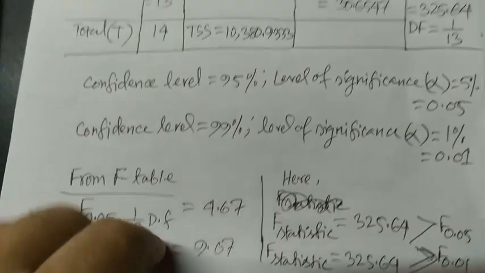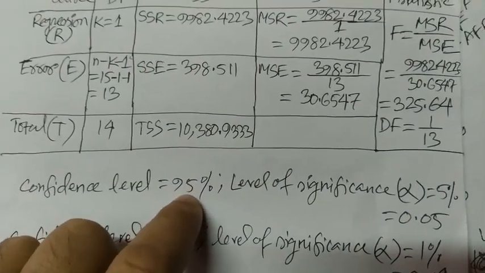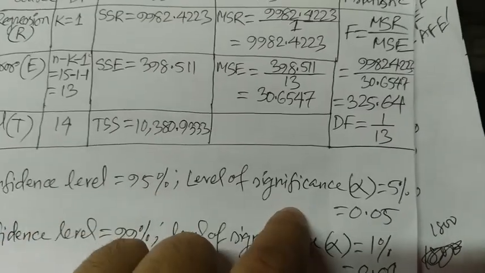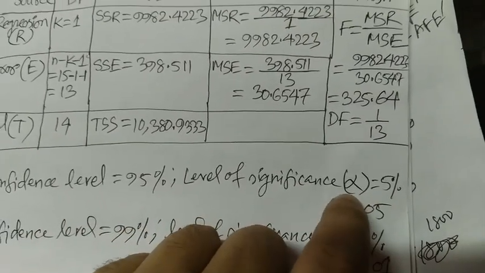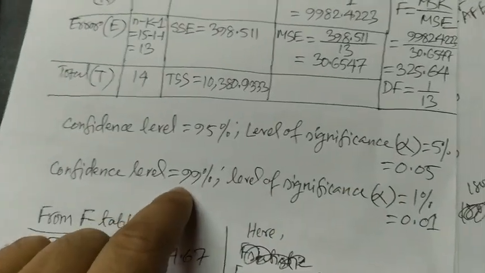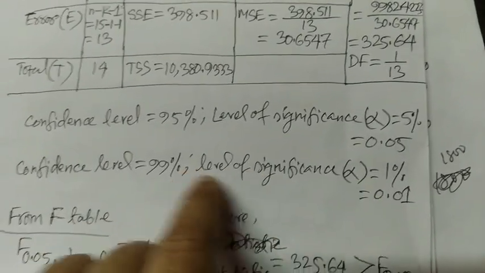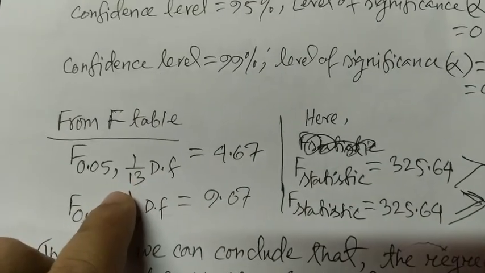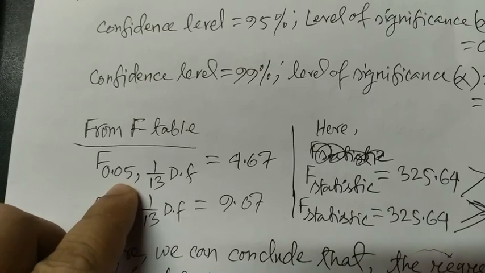you will see, say, confidence level is 95%. If the confidence level we use is 95%, that means we are allowing only 5% error. That means level of significance is 5%. That is alpha is 5%, in decimal 0.05. And if we are using 99% confidence level, that means level of significance is only 1%, that is 0.01. So from the F table, you know how to get the value.